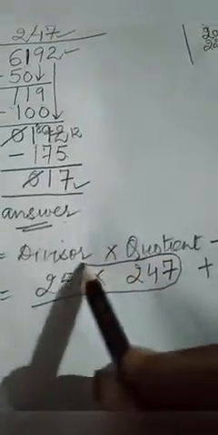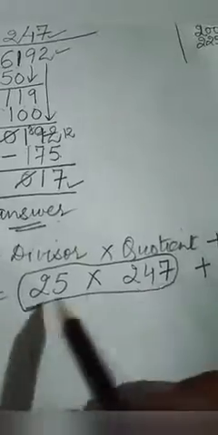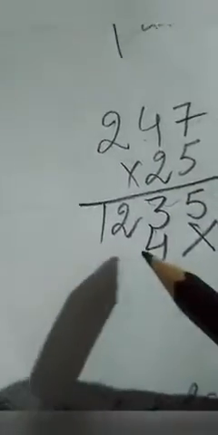Now divisor is 25, quotient is 247, and the remainder is 17. Firstly we will do the multiplication. 247 multiplied by 25. 5 sevens are 35, then 3 carry 2. Then 247 multiplied by 2, here 4, 9, then 4.